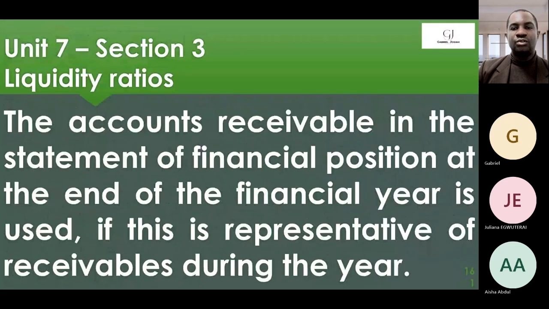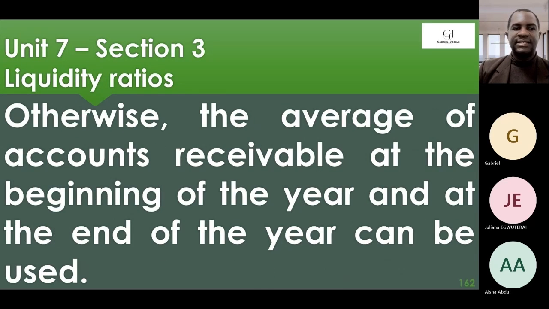Also, you give out credit in form of accounts receivables in the SFP at the end of the year. If this is used, this is representative of receivables during the year. We've calculated that and we've looked at the average receivables and the time it took Dan Kabir to recoup his receivables, which was very, very long. Otherwise, the average account receivable at the beginning and the end of the year can be used. So you can use the ending of the account receivables, but typically the average is better.